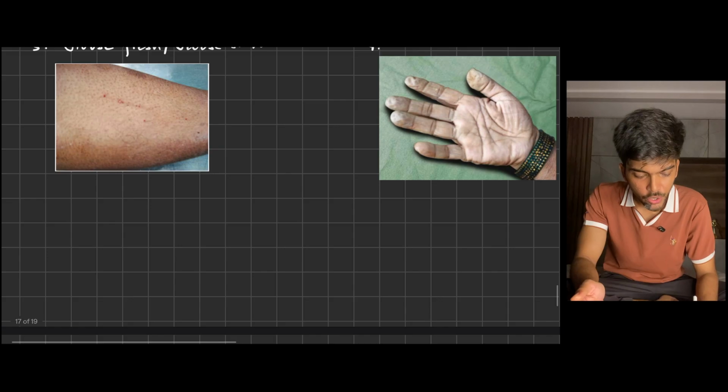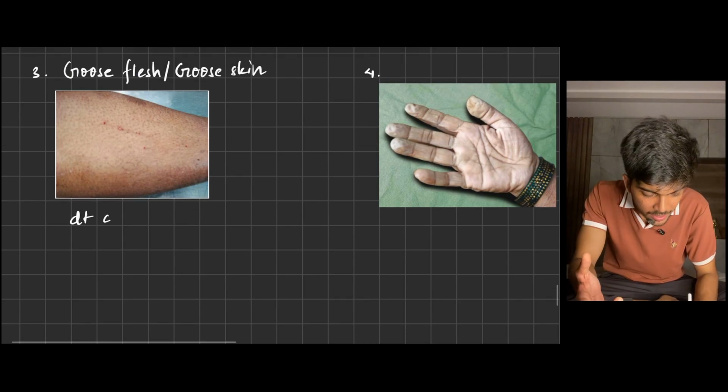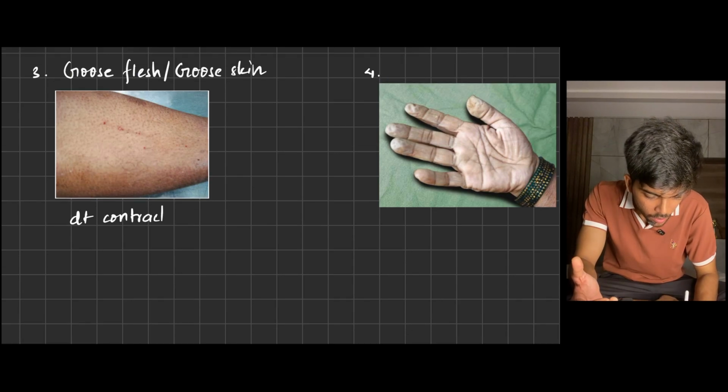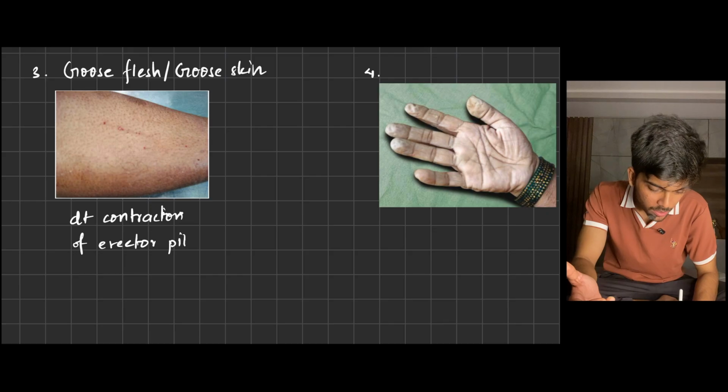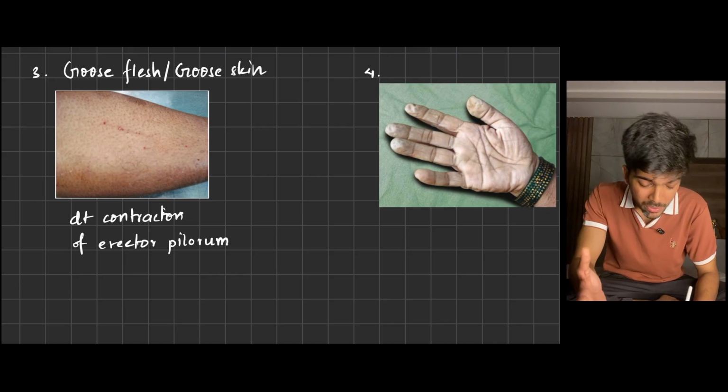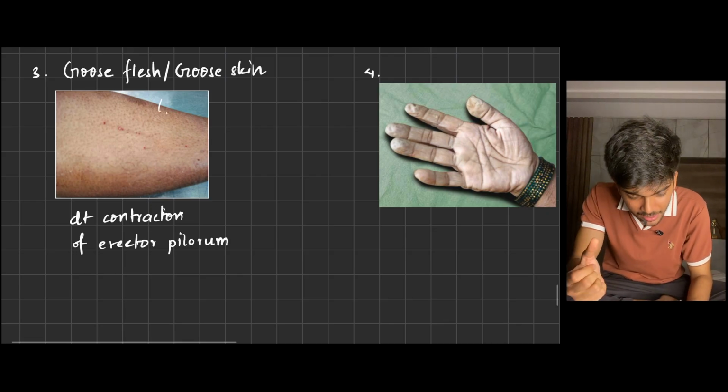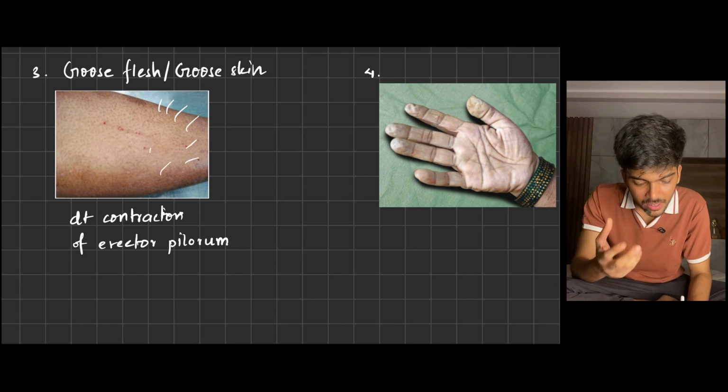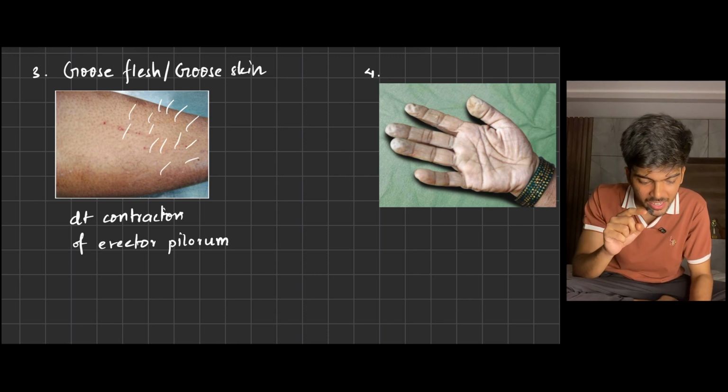This is due to contraction of erector pilorum muscle. As the erector pilorum muscle contracts, the hair, like in case of goosebump, it elongates, it straightens up.